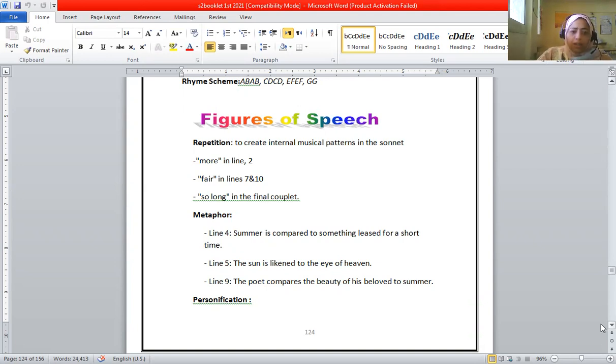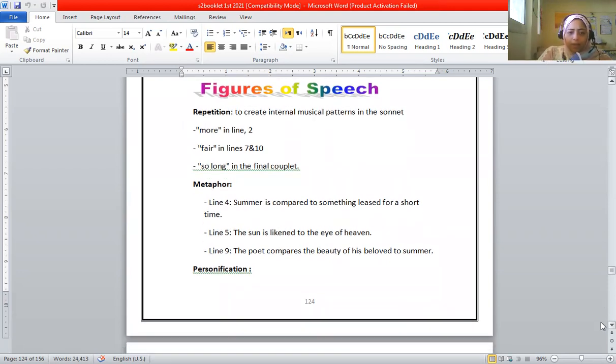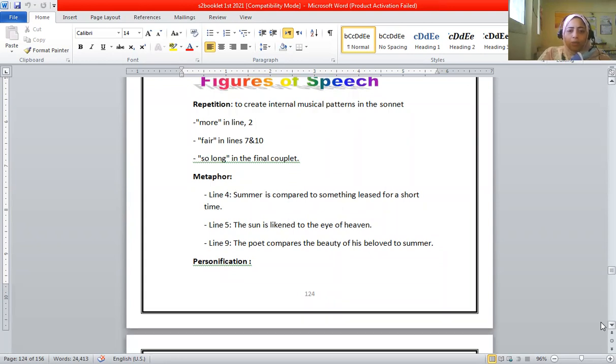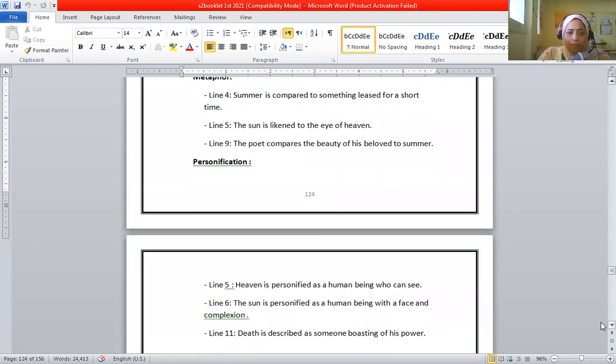In line 9, the poet compares the beauty of his love to summer: "But thy eternal summer shall not fade." So here the poet compares the beauty of his love to summer. He compared her beauty with summer. So that is a metaphor as well: he compares beauty with summer, with the sun, with heaven, all over.